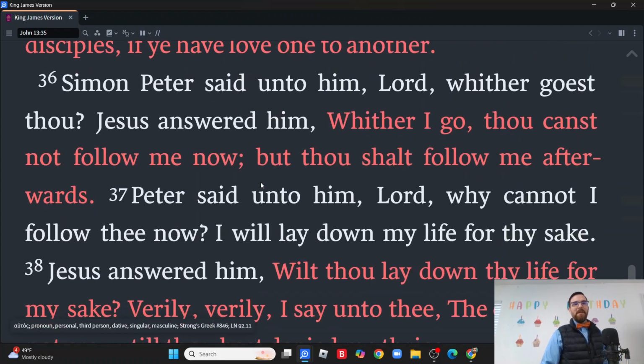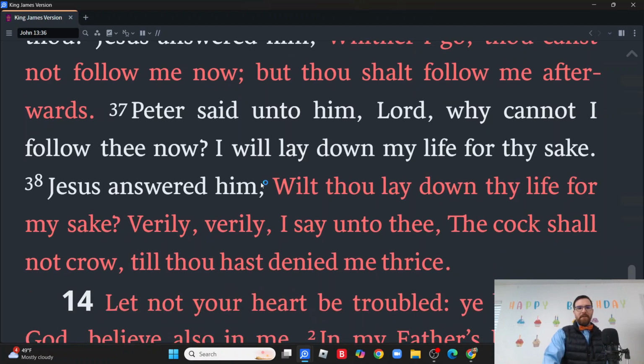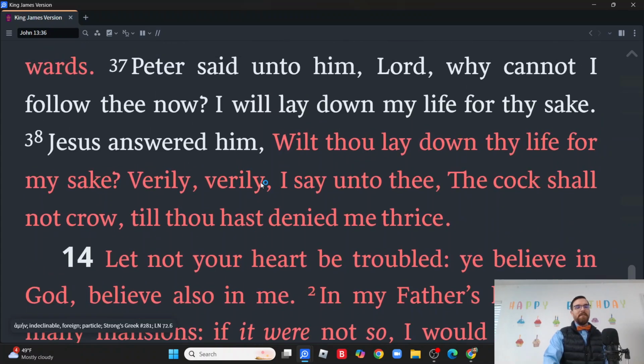Simon Peter said unto him, Lord, whither goest thou? Jesus answered him, Whither I go, thou canst follow me now, but thou shalt follow me afterwards. Peter said unto him, Lord, why cannot I follow thee now? I will lay down my life for thy sake. Jesus answered him, Wilt thou lay down thy life for my sake? Verily, verily, I say unto thee, the cock shall not crow, till thou hast denied me thrice.